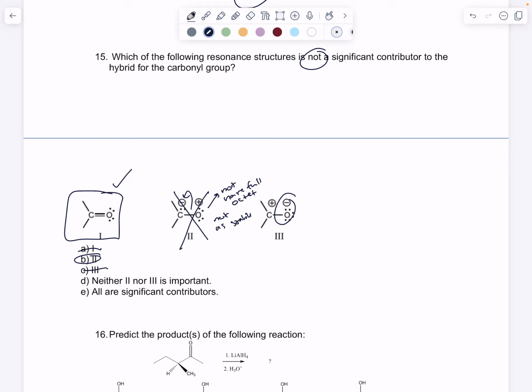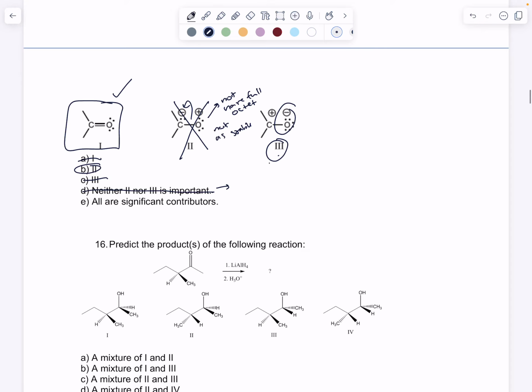Neither 2 nor 3 is important. That's not true. 3 is a much more significant contributor than something like 2. That's a very less stable resonance structure because it can be attractive to nucleophiles. It gets that carbonyl carbon positive. That's something we've talked about a lot. And then I wouldn't say all are significant contributors, because that carbonyl carbon does not want to be negative if an oxygen is positive. So that's the least stable. So it's a very small contributor, not likely to happen.